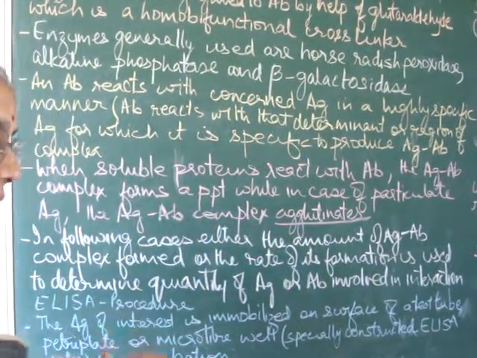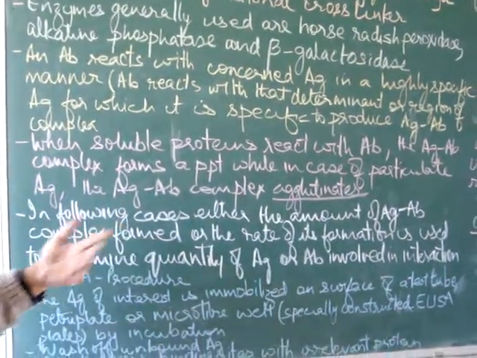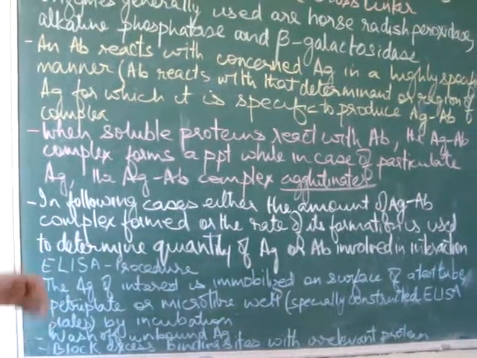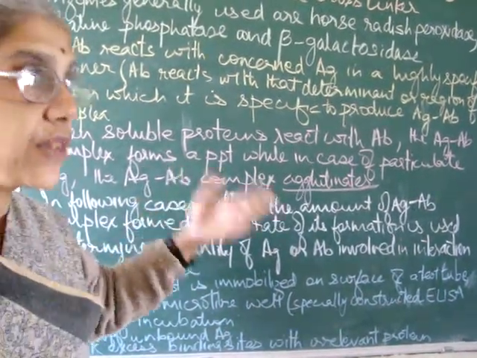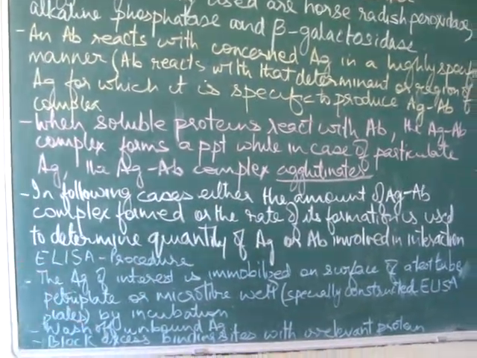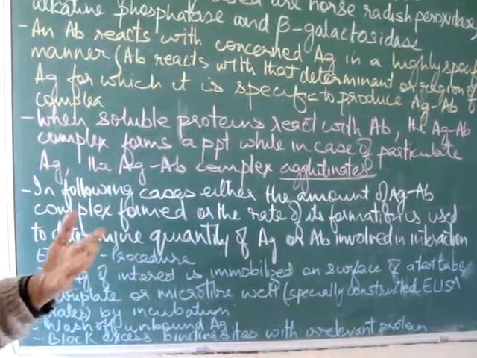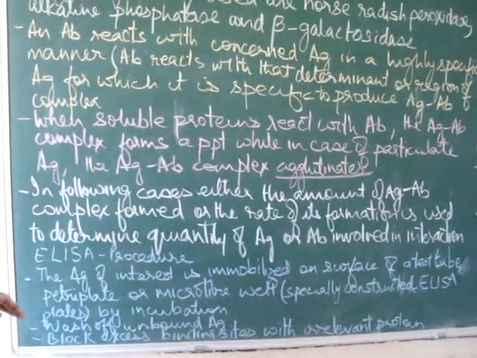because the complex agglutinates. In the following cases, either the amount of antigen-antibody complex formed or the rate at which that antigen-antibody complex is formed is used to determine the quantity of antigen present in the sample.